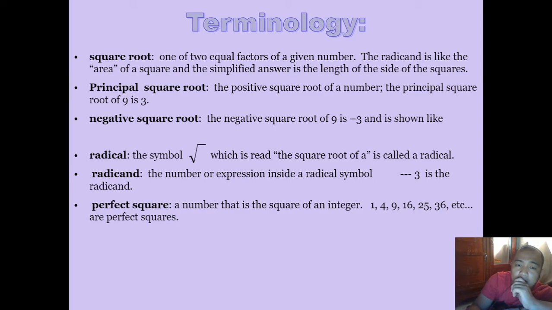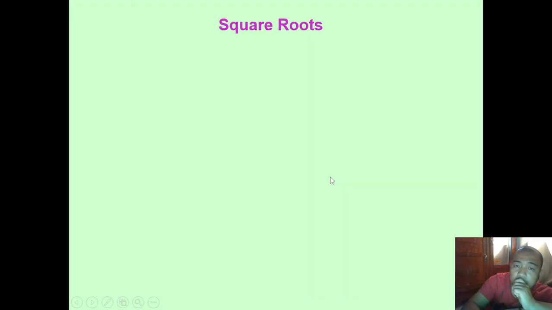Perfect square, a number that is the square of an integer. If you square 1, 1; square 2, 4; square 3, 9; square 4, 16; square 5, 25; square 6, 36, etc. So 1, 4, 9, 16, 25, 36, and so on are what we call perfect squares. So square root of 9 is equal to 3. Negative square root of 9 is equal to negative 3. That is what we call the negative square root. This is the principal square root. And here, 3 is what we call the radicand.